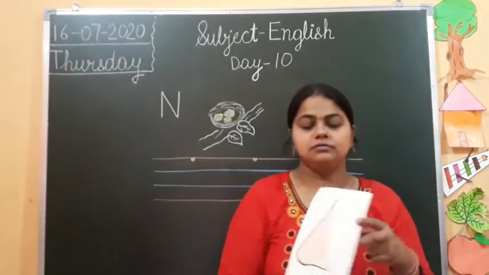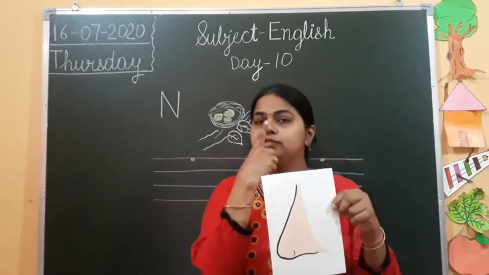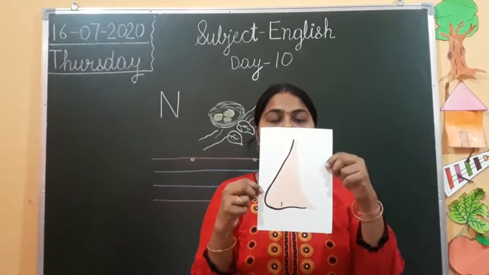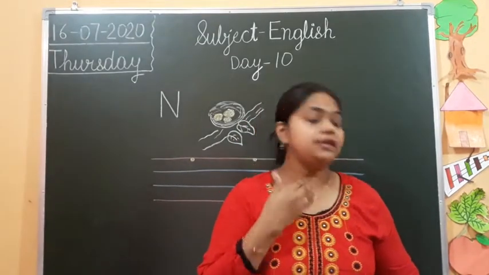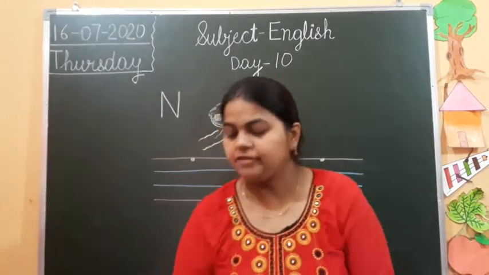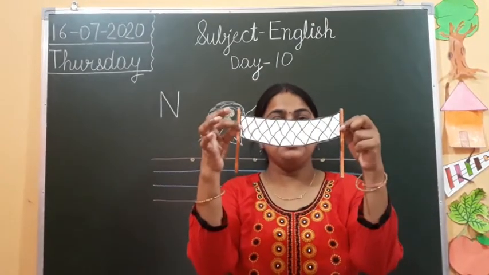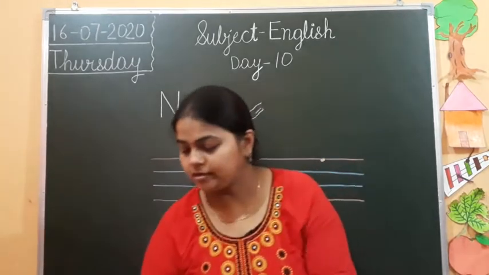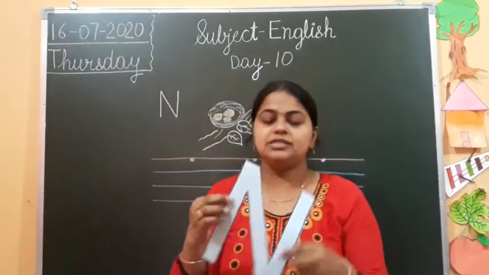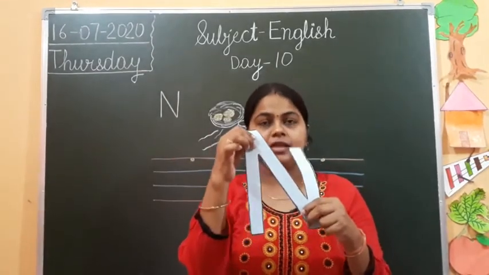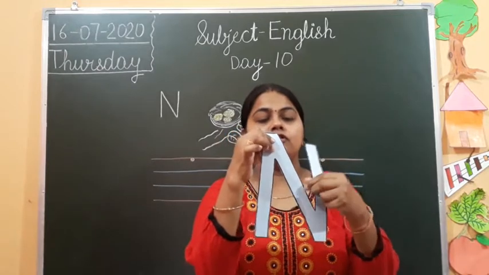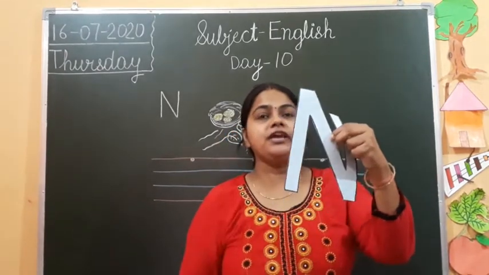N for nose. N for neck. N for net. Right? Now, this is letter N. So, how will you do the air writing?